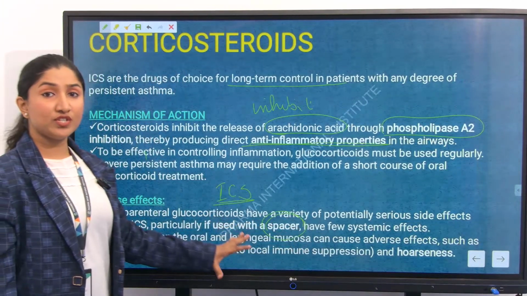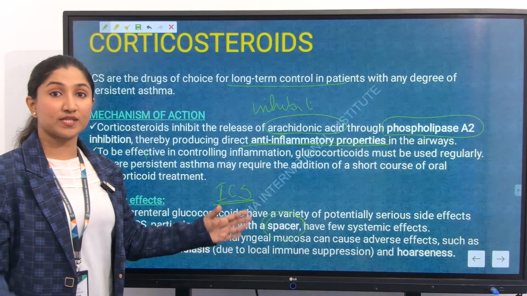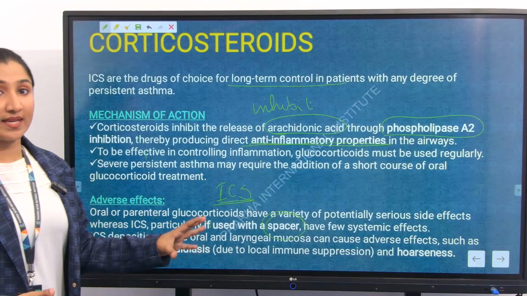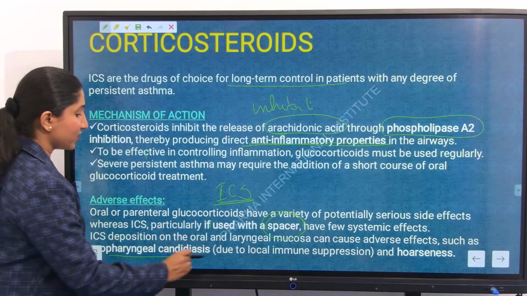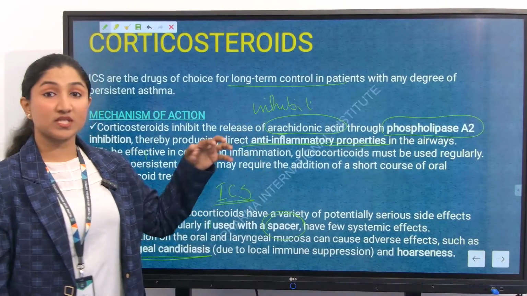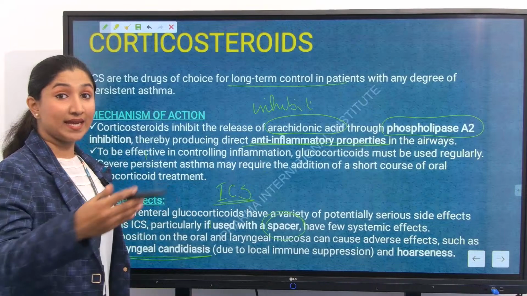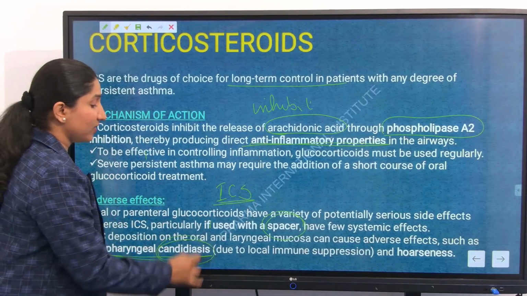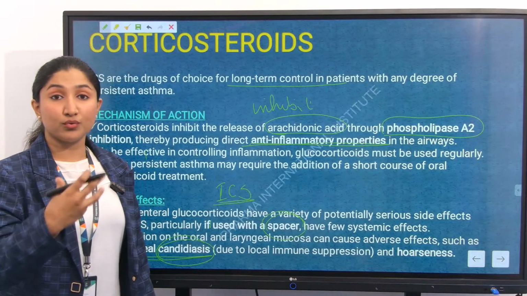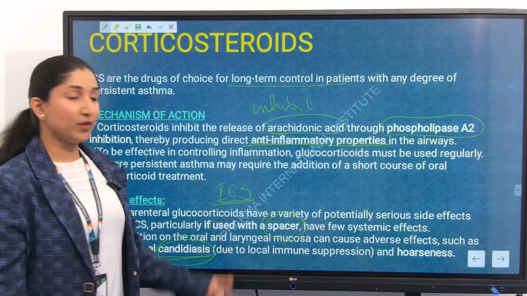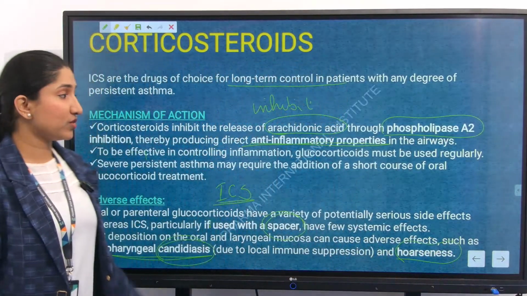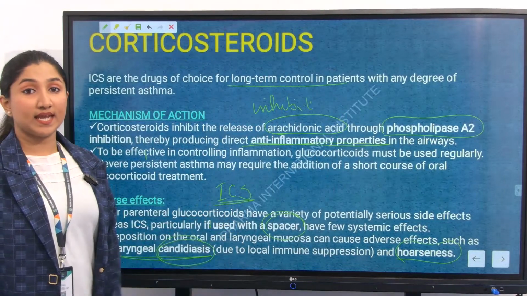Okay, now adverse effects are comparatively less with inhaled corticosteroids compared to systemic corticosteroids. But the main adverse effect that can be caused is oropharyngeal candidiasis. That is because corticosteroids suppress the immune system, and thereby it can lead to the development of candidiasis, which is a fungal disease inside the mouth cavity, if not properly used, if you don't rinse your mouth properly after using this drug. Okay, and they can also cause hoarseness or harshness of the voice. So these are the adverse effects associated with inhaled corticosteroids.